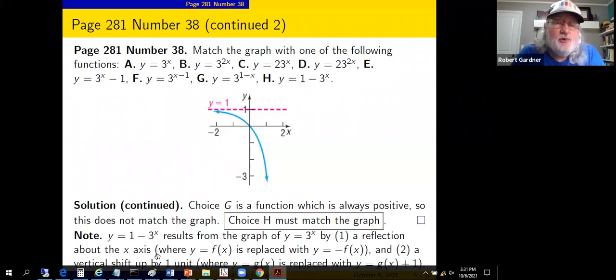And secondly, do a vertical shift up by 1 unit, that is, add the 1 in. And indeed, that would produce this. So we'd start with a 3 to the x function, would look something like this. Flip it over, would look something like this. It would have a horizontal asymptote to the left of the x-axis, and then move it up 1 unit. Moving it up 1 unit, that's how that horizontal asymptote got at y equals 1. And we could have probably eliminated a bunch of these in terms of the behaviors of the asymptote as well.